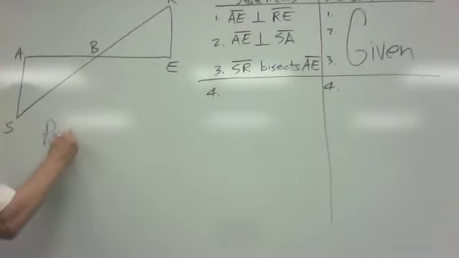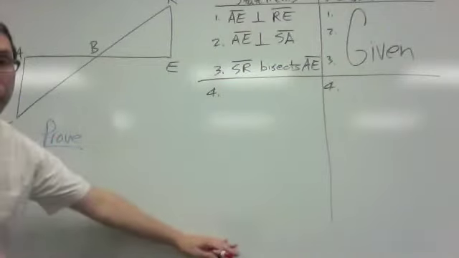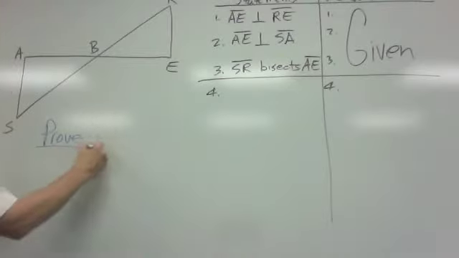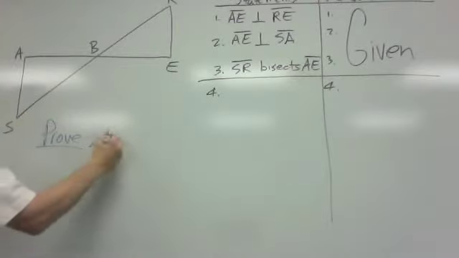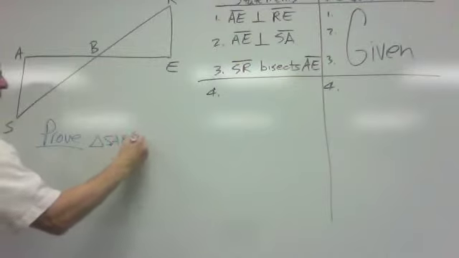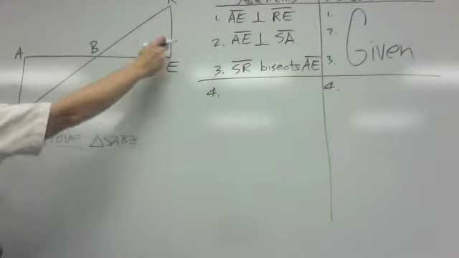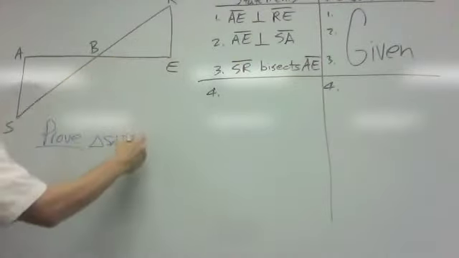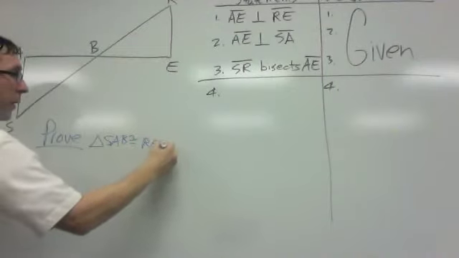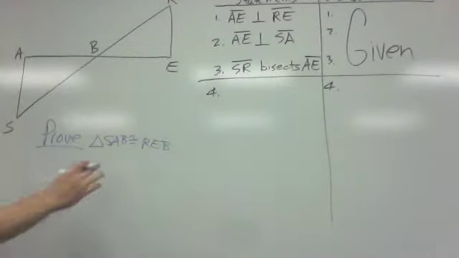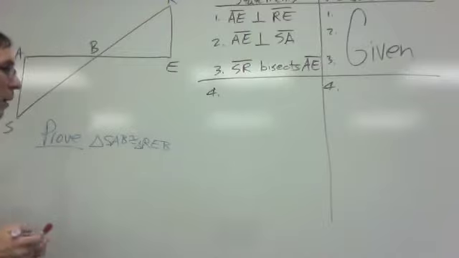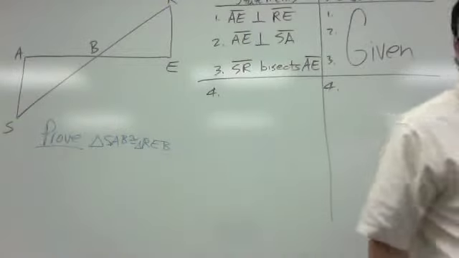So at the very end of my proof, this will be the last thing that I write, at the very bottom, trying to prove the triangle SAB is congruent to triangle REB. Oops. Triangle REB. All right, so here we go.